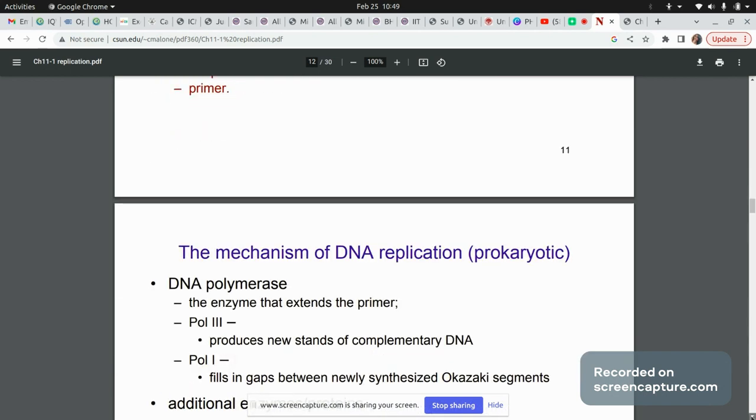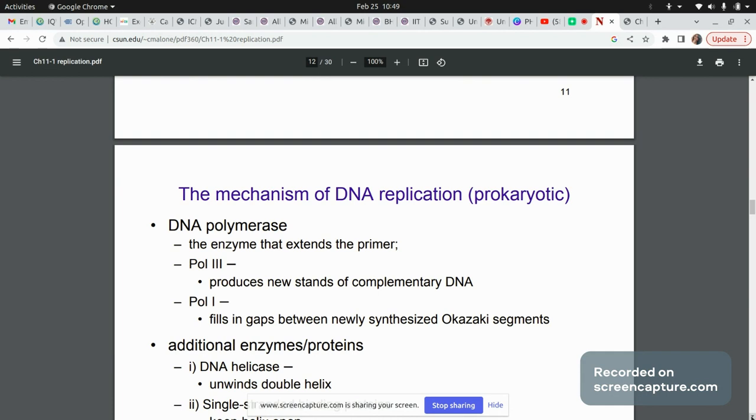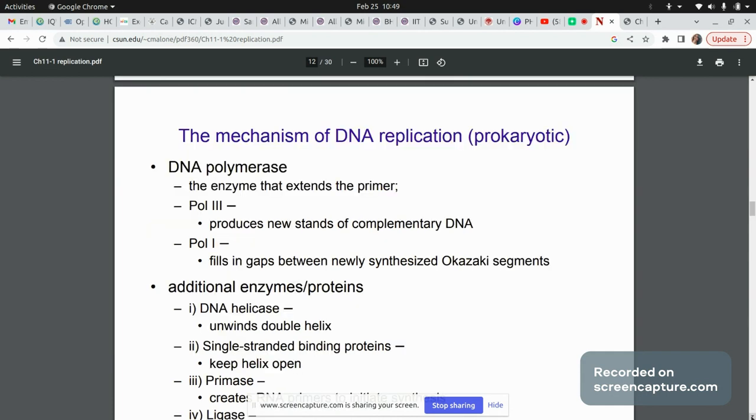The mechanism of DNA replication. DNA polymerase III, the enzyme that extends the primers, produces a new strand of complementary DNA. DNA polymerase I fills in gaps between newly synthesized Okazaki segments.